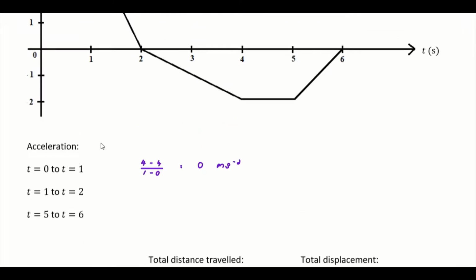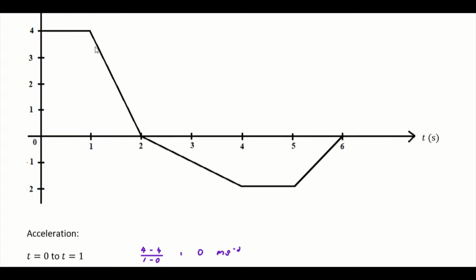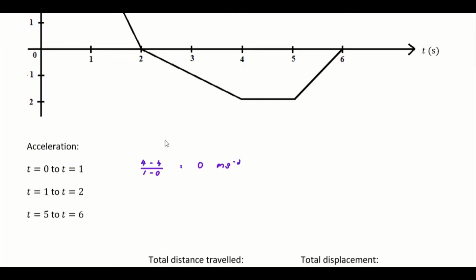Okay, then after that, from t equals 1 to t equals 2, so it's over here. You can see the gradient is negative, so that's why you can predict that you will actually get a negative acceleration. So here is 4, then is 0. So 4 minus 0, then 1 minus 2 for the gradient. Then we'll be able to get 4 divided by negative 1, and that will give us negative 4 meter per second square. Okay, and the last one, 5 to 6.